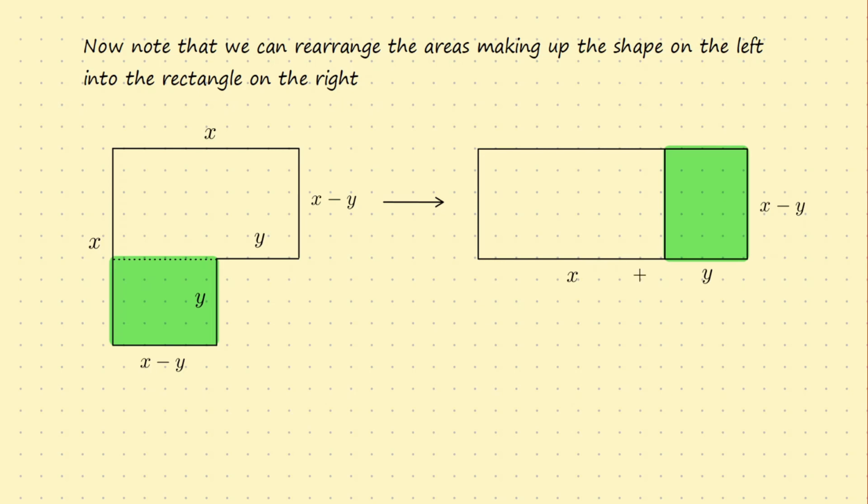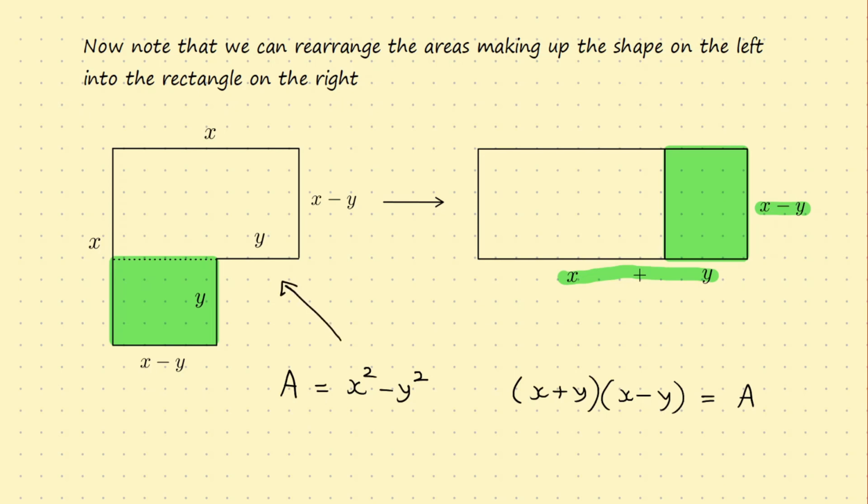Now we can see that the long side of the rectangle on the right has length x plus y, and the short side has length x minus y. Now, the area of the shape on the left is x squared minus y squared, and the area of the shape on the right is x plus y times x minus y by multiplying the lengths of the sides together, and those two areas must be the same, so we can say that x squared minus y squared equals x plus y times x minus y.